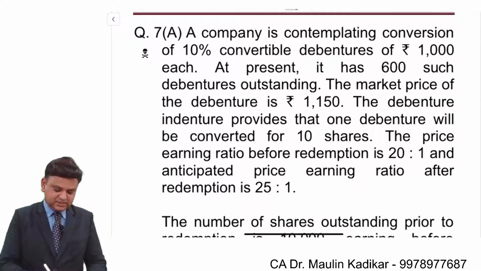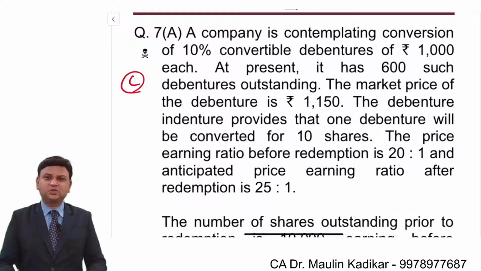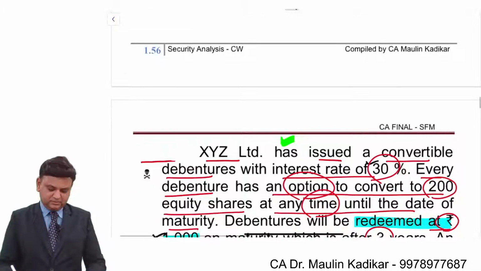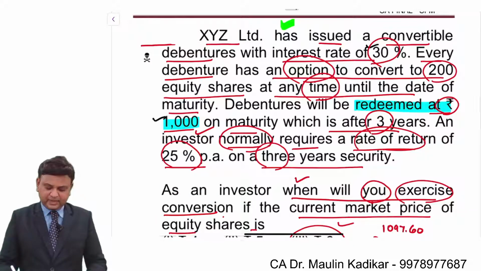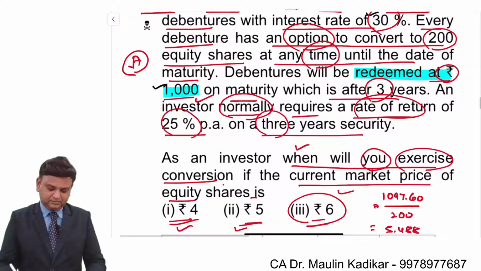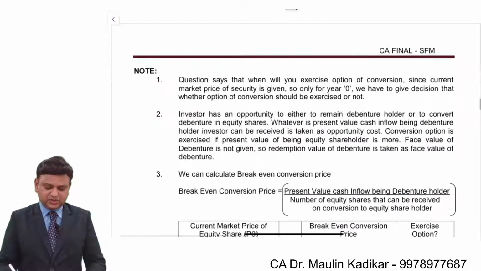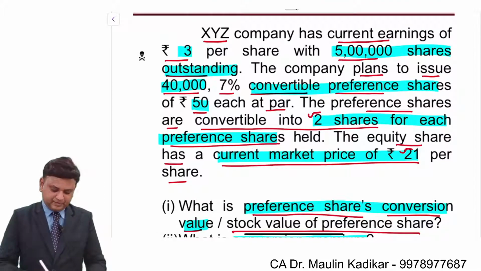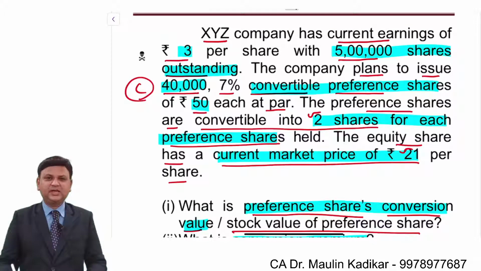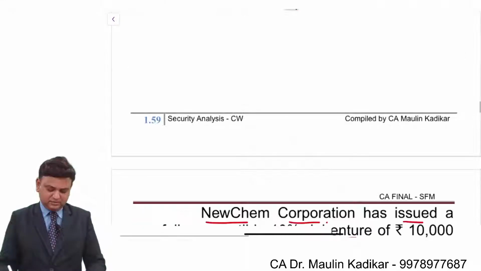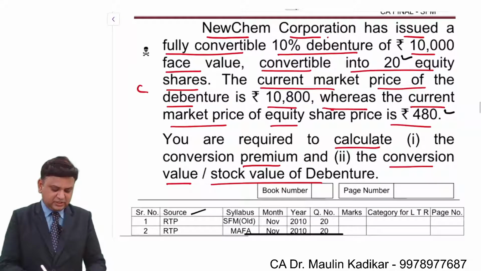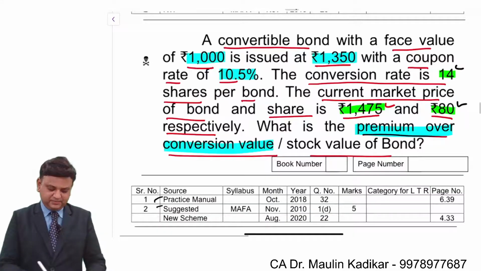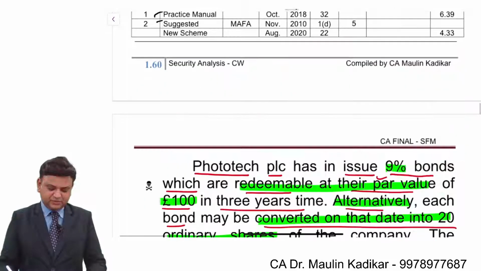7A, it is C category, not so important. Next, this is again an important question because investor has to decide when to do the conversion. This is okay, not extremely important question. This is only the practice question of the previous one. Again the practice question for the previous one.